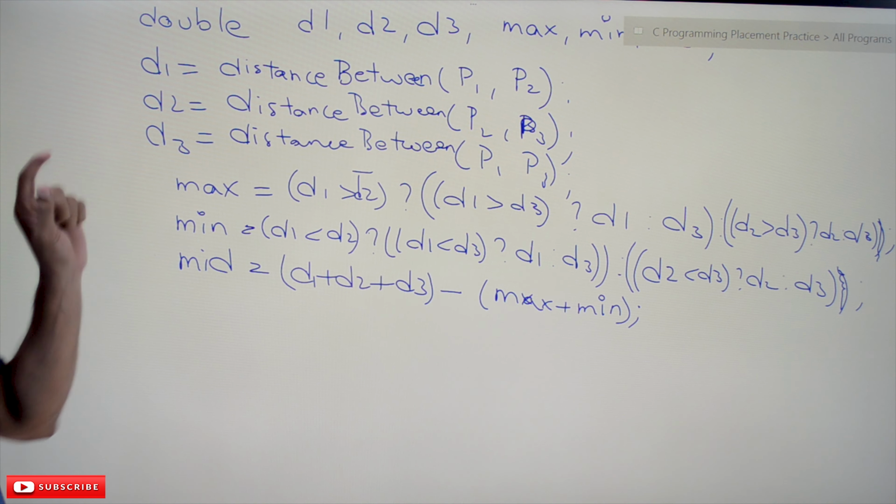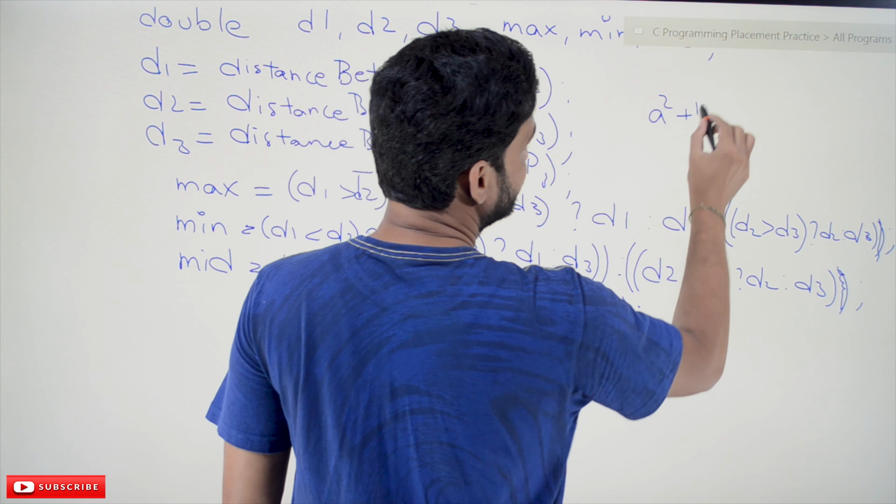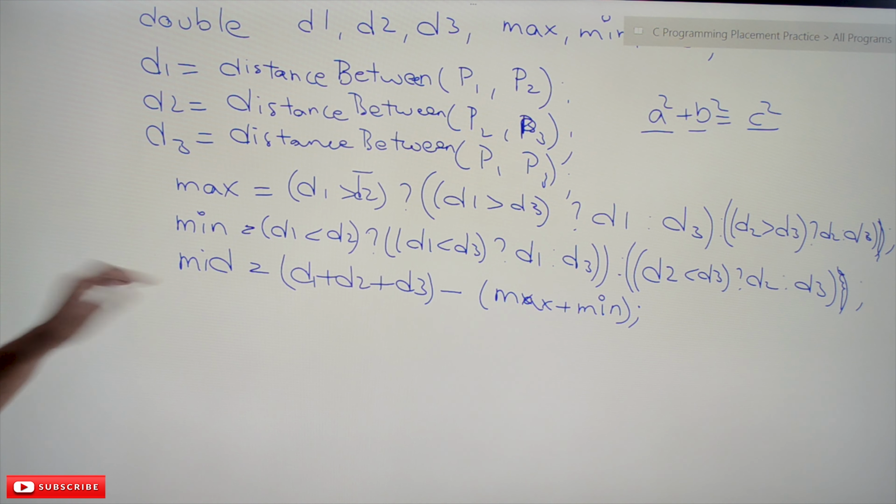Now we have to apply the Pythagoras theorem. It is a square plus b square is equal to c square, if this happens to be true, where one value is the maximum, one is the minimum value and the other one is the mid value. As we have d1, d2, d3 and we don't know which one is maximum, which one is minimum, we have to find the other two values too. So we have written these three lines of code to get the maximum, minimum and mid value.